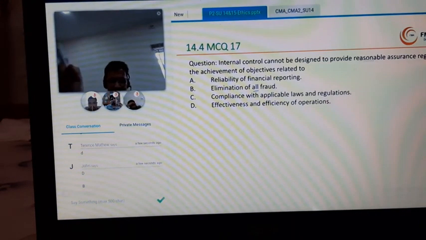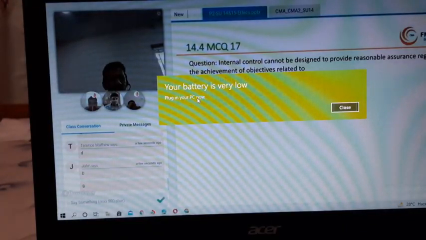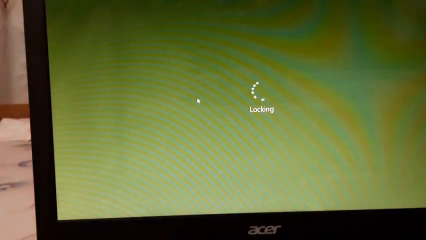Actually speaking, the English is perfect: provide reasonable assurance regarding elimination. That means it's not absolute assurance. But still, Terence, did you have any difficulty in identifying the choice? No, I was just trying to understand what they are trying to say. Yes, they are only trying to say one thing: that elimination of all fraud is not possible.